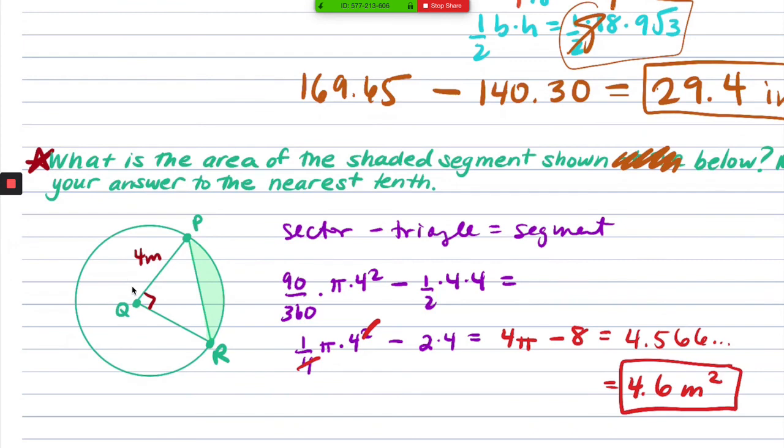All right, and hopefully you got 4.6 meters squared. The sector was 1/4, right? 90 divided by 360 is 1/4, and then 4 squared is 16, but the 4 on the bottom cancels with 16 on top, so it's just 4 pi. And then 1/2 of 4 is 2. 2 times 4 is 8, so you can do 4 pi minus 8. If it asks for the exact answer, you would just leave that. But this asks for the nearest tenth, so just put that in your calculator, and this is what you get, and this changes that 5 to a 6. So it's 4.6 meters squared.